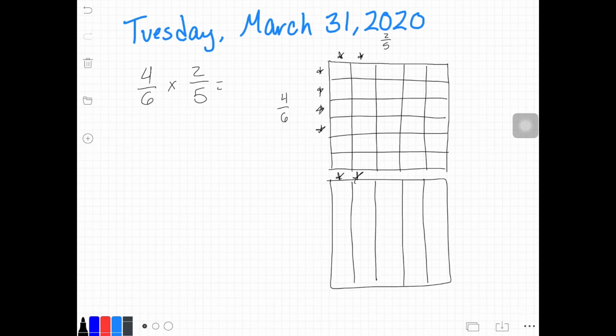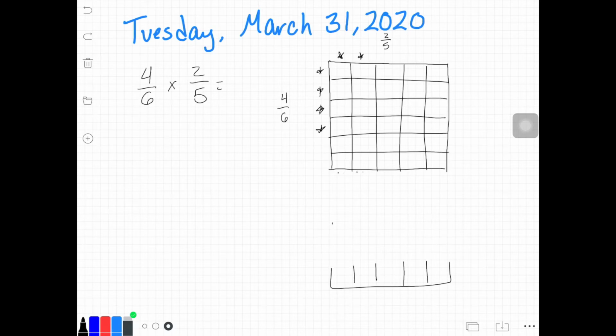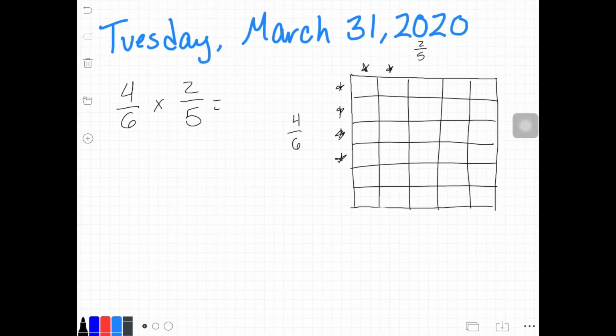So I've got that side that's been split into fifths, and I've got this side that's been split into sixths, and I'm looking at 4 of them. So I can go ahead and get rid of this rectangle down here. I've copy and pasted it up above, so I don't need it down here anymore.